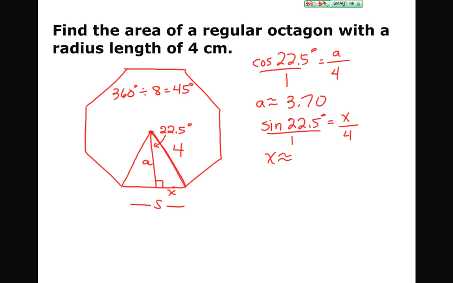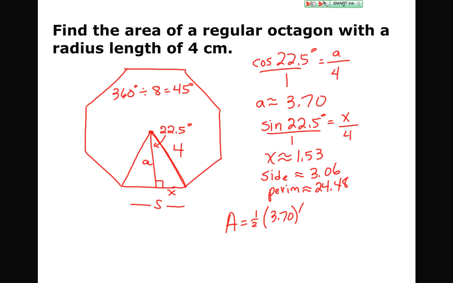1.53? Okay, so if that's 1.53, that means the side is double that, 2.06, which makes the perimeter 24.48. Okay, which makes the area now 1/2 times the apothem times the perimeter. And how'd it come out? 45.3? Okay, that sounds right then. 45.3 square centimeters.